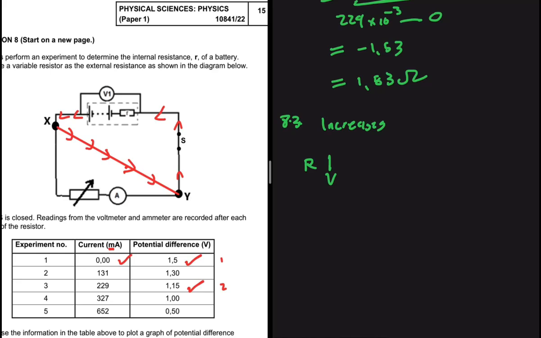And then when the external resistance decreases, what is going to happen to the current? The current is going to increase. And then we know that R, our internal resistance, is constant. So if our internal resistance is constant and the current is increased, then V internal increases. And V internal increasing is the reason why the temperature of our battery is going to increase.